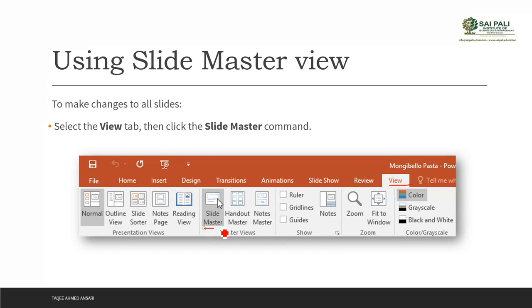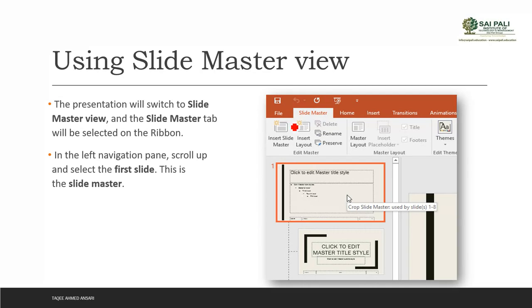I can click on this Slide Master command. Once I click on it, it will enable this Slide Master tab. Now here you will see all the slides and layouts, and you will see the first slide here in the slide navigation pane. It will change the slide navigation pane and show the Slide Master there.